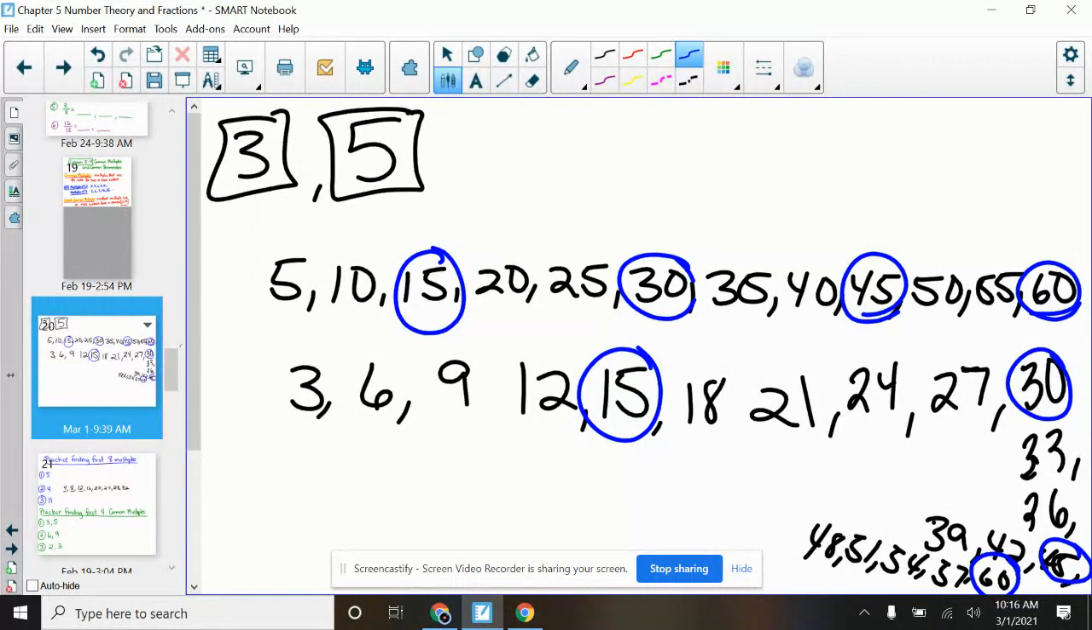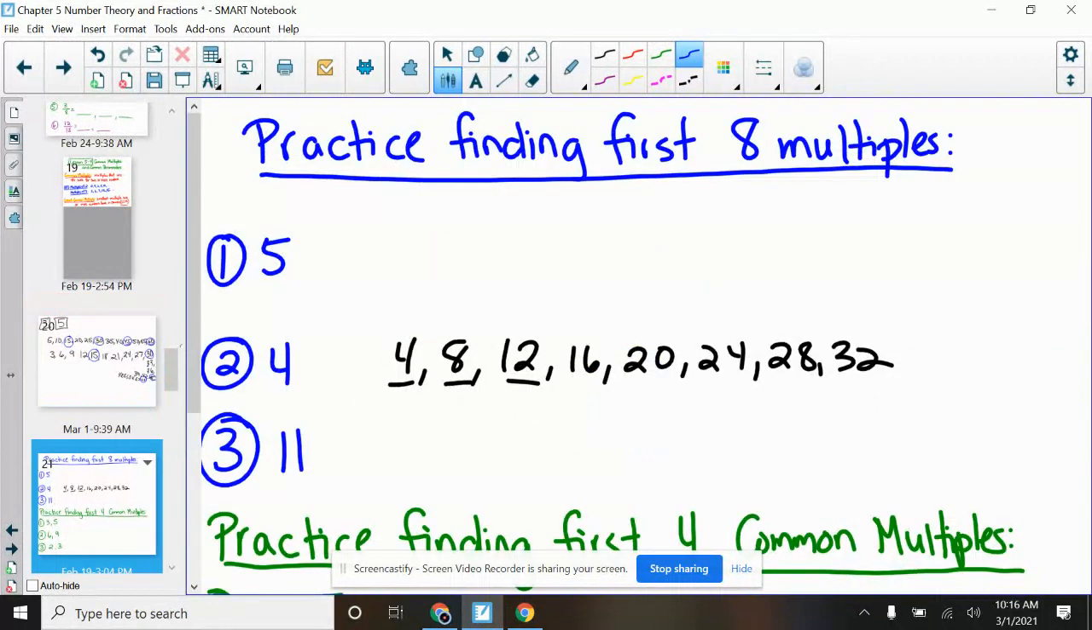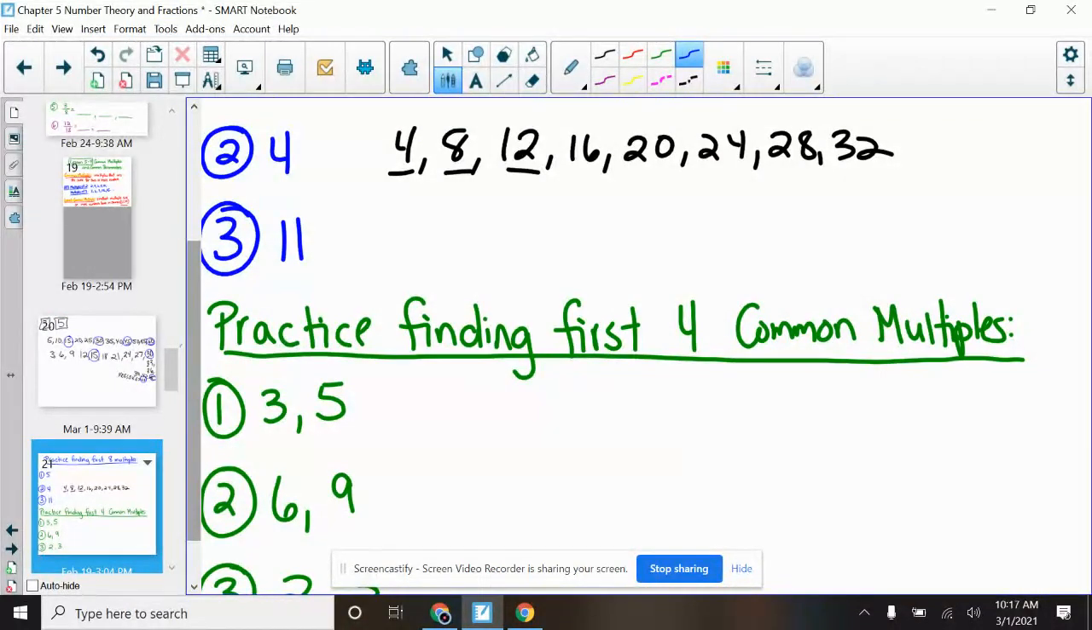So if I list my common multiples for 3 and 5, this is my work page. I don't need you to do all of this on your answer page. This is what's done on your work page. But now on my answer page, I'm going to list what my common multiples are, which are 15, 30, 45, and 60. Those are your common multiples, 4 of them.